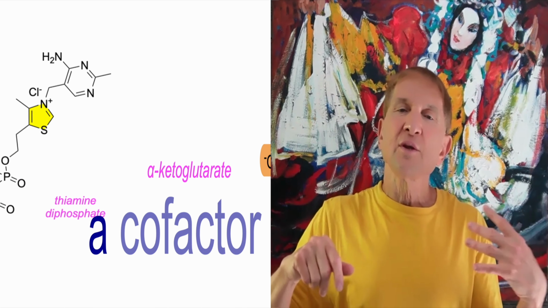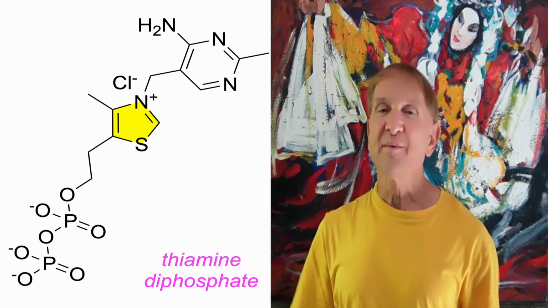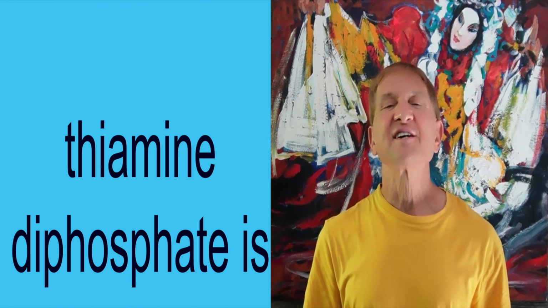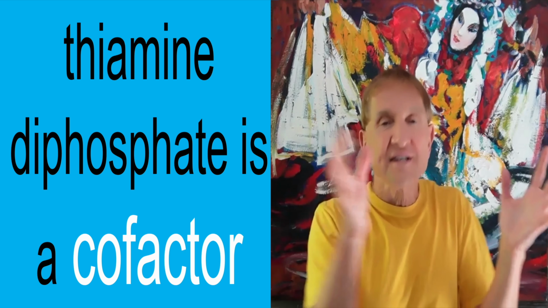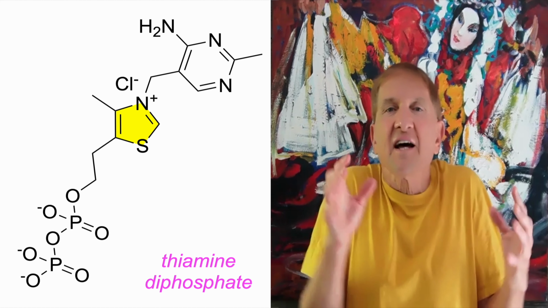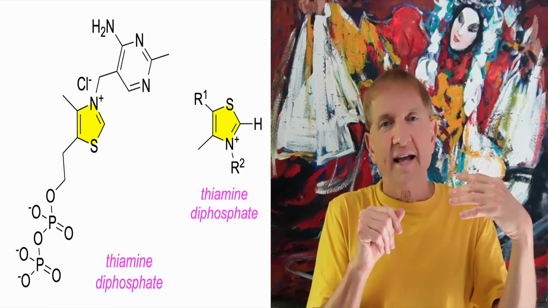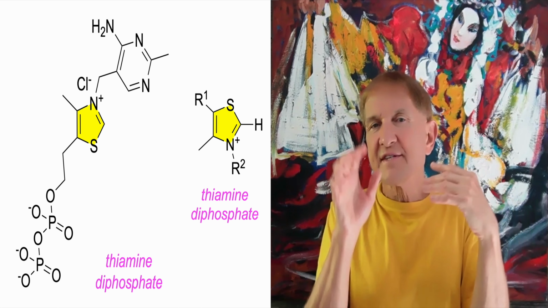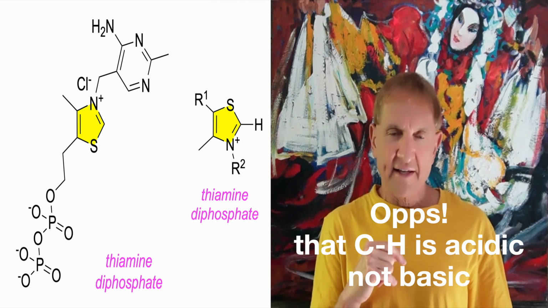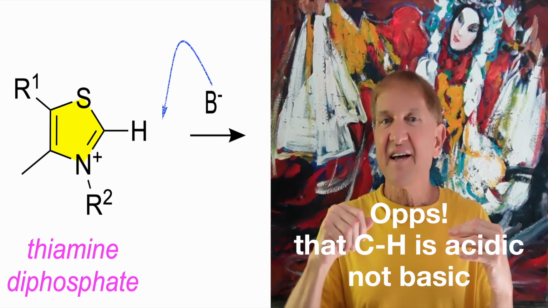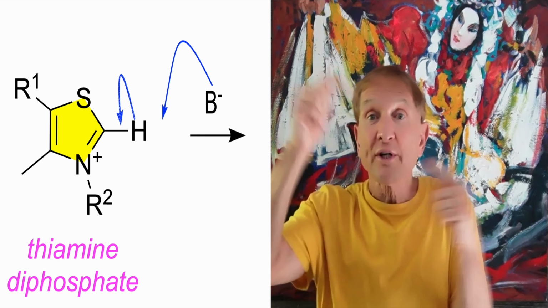And the reinforcement that we call in is thiamine diphosphate. Thiamine diphosphate is a cofactor. It's going to get involved in the action and then disappear. Thiamine diphosphate is a thiazolium. It's cationic. And that makes the CH between the nitrogen and the sulfur a little bit acidic. A base in an enzyme then can deprotonate that CH and it forms a zwitterion.